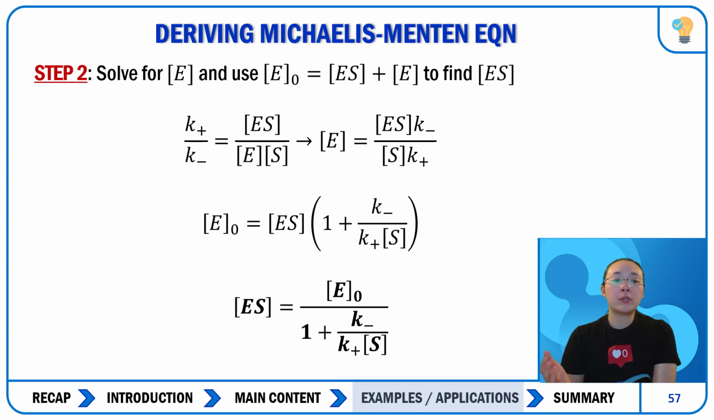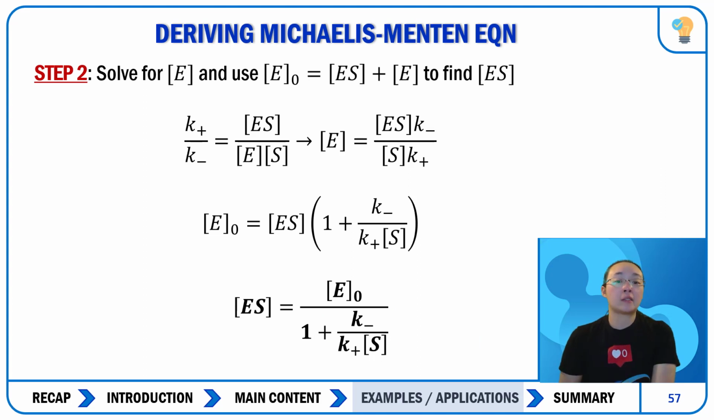Step 2, we want to solve for E, and we're going to use the initial concentration of the enzyme as ES plus E in order to find ES. So we redefine everything so that we solve for E, and we get ES K negative divided by S K plus. But we also know that E naught is equal to ES plus E. So rearranging that and plugging it in, we can factor out the ES and get 1 plus K negative over K plus S. So solving for ES, we get this term.